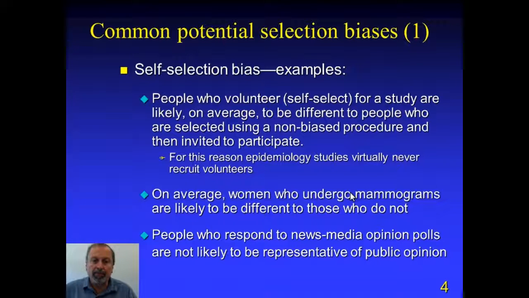Okay, so let's talk about some examples, some of which will probably already be familiar to you. The first one is self-selection bias. Self-selection bias occurs, for example, if you were to permit people to volunteer for a study, say by putting notices up around the streets asking for people to come forward and participate. Those people who voluntarily come forward are likely to be systematically different in some way, often not in easily definable ways, from people who didn't come forward. For that reason, epidemiology studies very rarely use volunteers, just because of this problem.